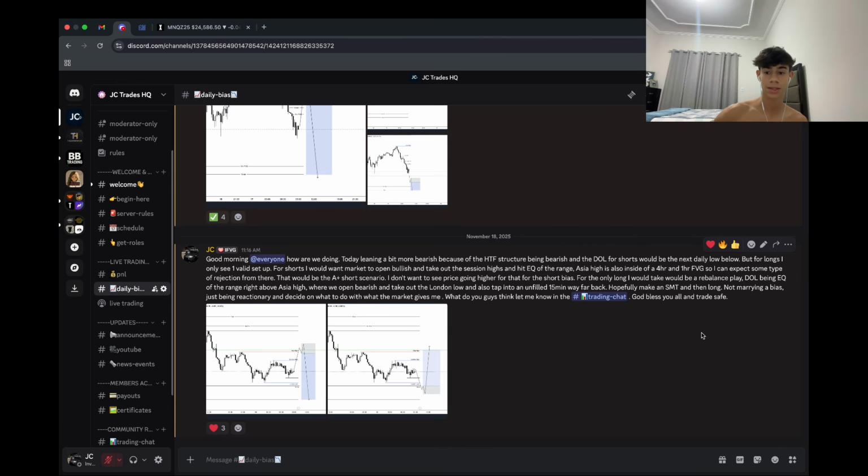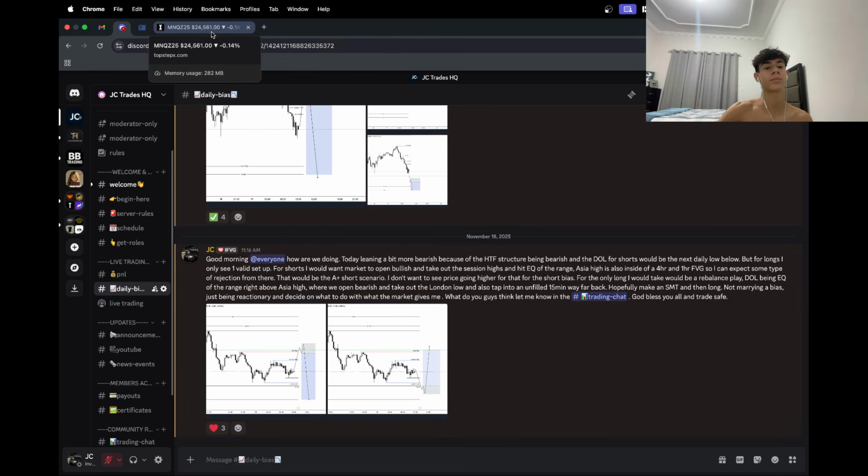For the longs, it would be like a rebalance play, drawing liquidity being EQ of the range, where we open bearish, take out London lows, and tap into the unfilled 15-minute gap way far back, and hopefully make an SMT there. Not marrying a bias, just going to be reactionary and decide what to do with what market gives me. Again, I'm not marrying a bias, guys. I'm never going to be marrying a bias unless it looks so obvious what market wants to do. That's when I'm going to be either bullish or bearish until proven wrong, right?